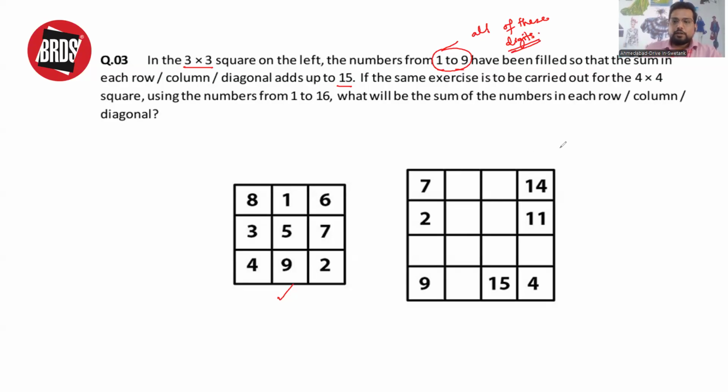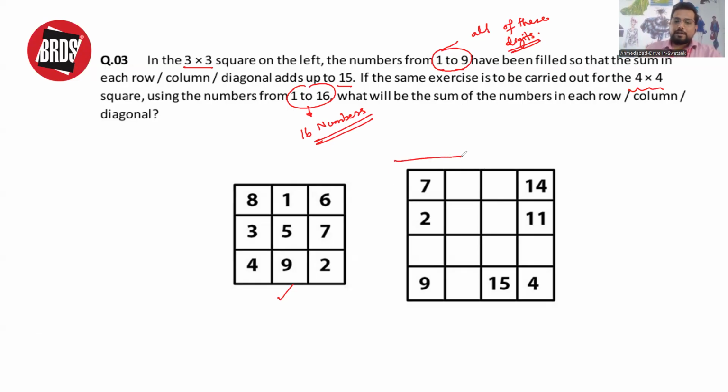Clear? In the same way, for the 4 by 4 square, we have to perform this thing. So we have to use all of these 16 numbers. Sorry, I should say numbers, not digits. All of these 16 numbers are supposed to be filled in the cells of that matrix, such that the sum of the numbers of each row and column should be the same.